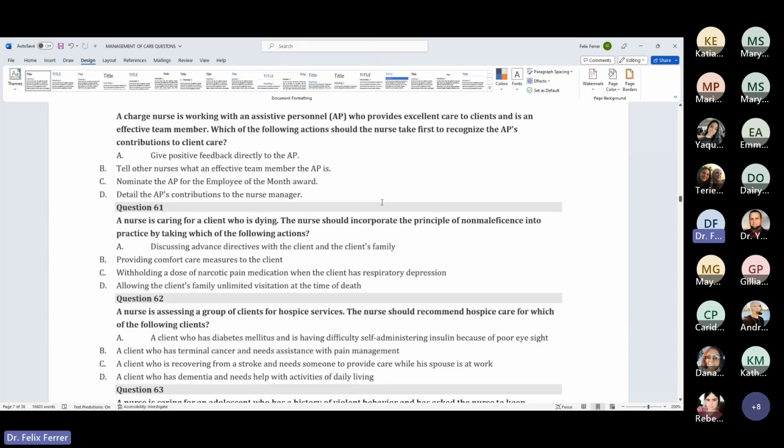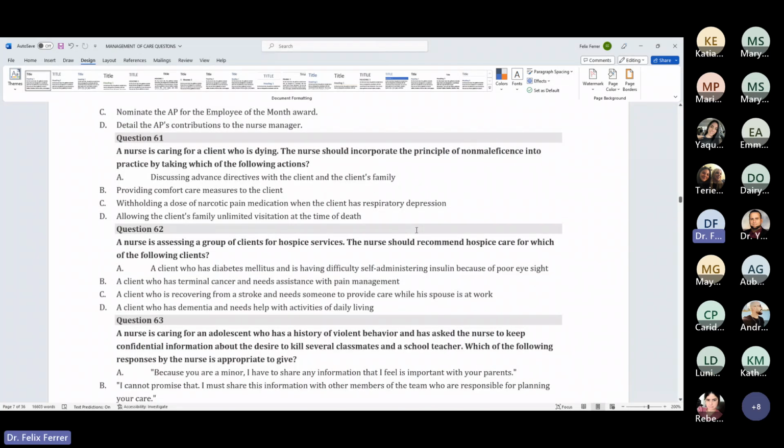A charge nurse is working with an assistive personnel who provides excellent care to clients and is an effective team member. Which of the following actions should the nurse take first to recognize the AP's contributions to client care? A. Yeah, really good.